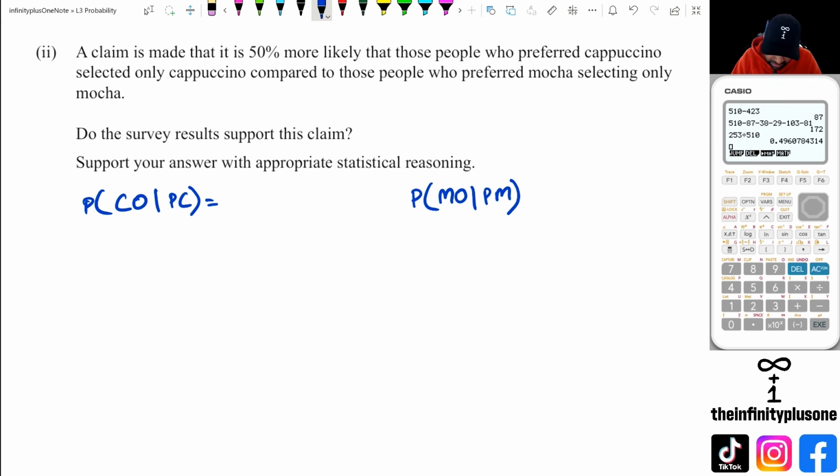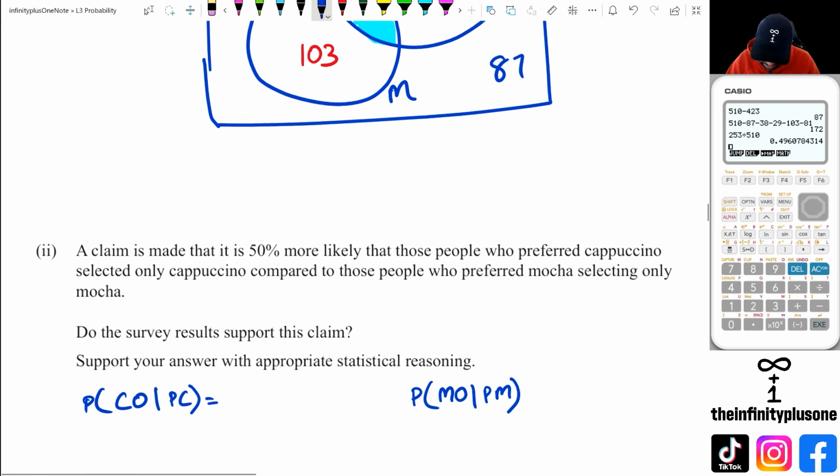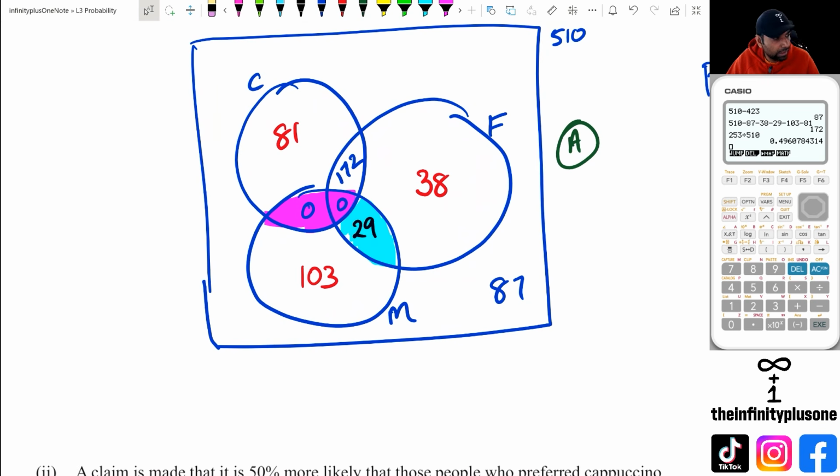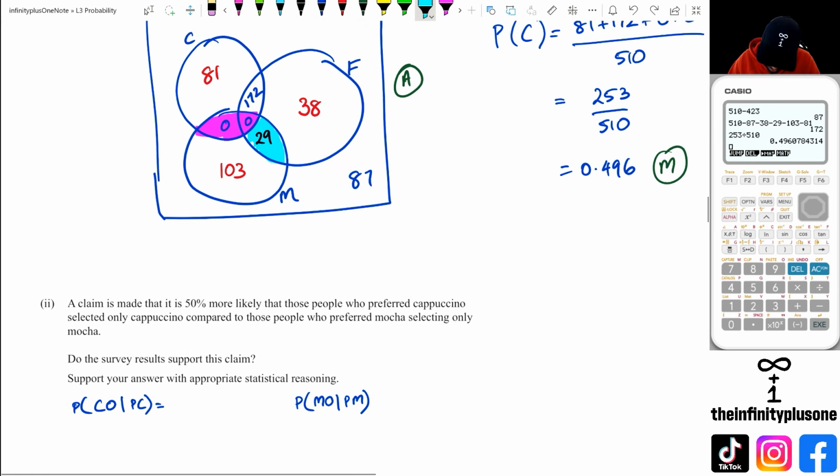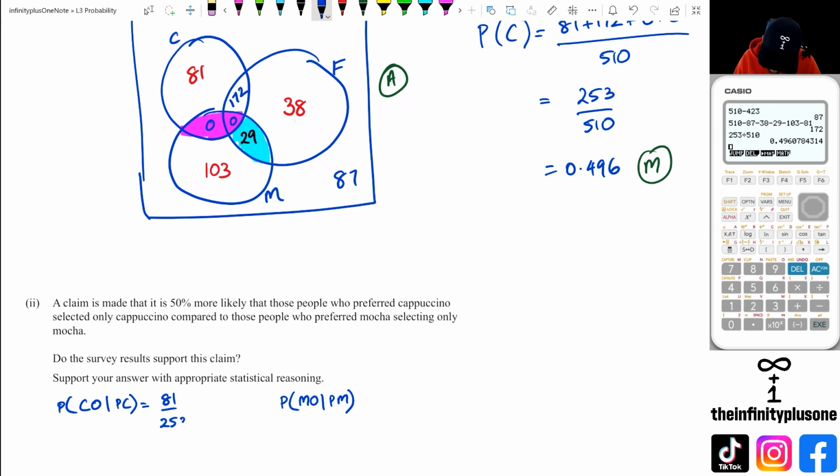So if you look at this, cappuccino only is we've got 81 out of the 253 people, because 253 people is basically this, the people who preferred cappuccino, but from that 253 people we only had 81 that preferred cappuccino by itself. So we're going to go 81 out of 253 and then repeat the same process for mochaccino.